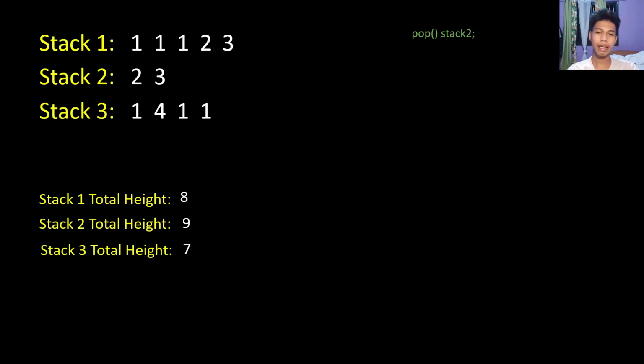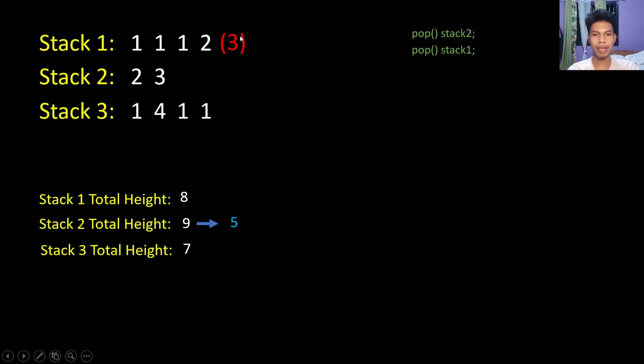After popping stack 2, we now have the updated total height of stack 2, which is 5, because the left elements in stack 2 are 2 plus 3. If we add this, we will have 5. After that, we now know that stack 1 is greater than stack 2 and 3. So we will now pop stack 1. Applying LIFO again, number 3 will be deleted here.